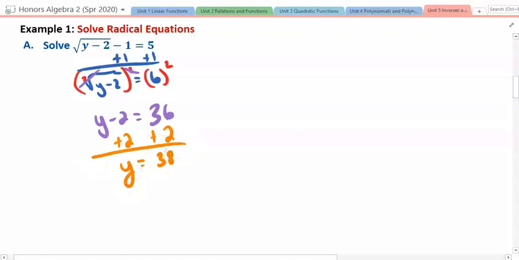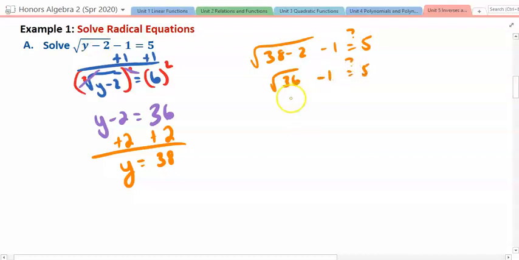Now, we want to always check our solutions to make sure that they make sense to the problem, because especially with square roots, you remember that the value under the radical cannot be negative if we're finding real solutions. Well, this is equal to a real number, so this better come out real as well. If we check that answer, 38 minus 2 under the radical, minus 1, is that equal to 5? Well, this would be the square root of 36, minus 1. 6 minus 1, is that equal to 5? Of course it is. So this answer does check out. y is equal to 38.